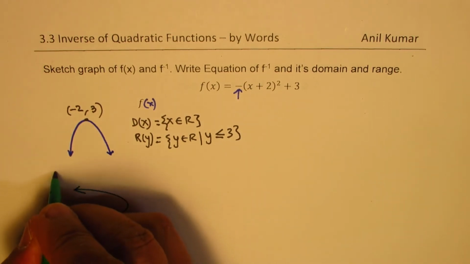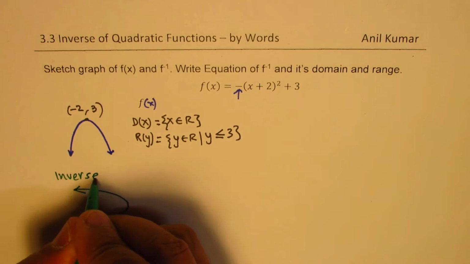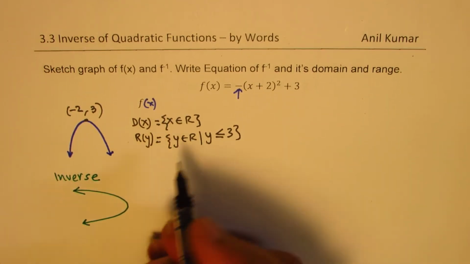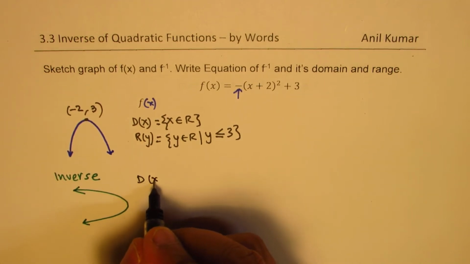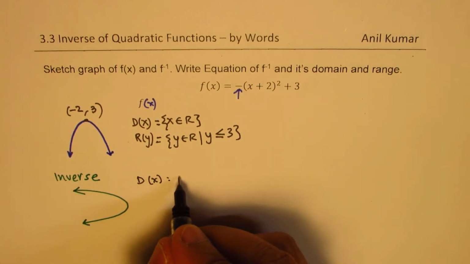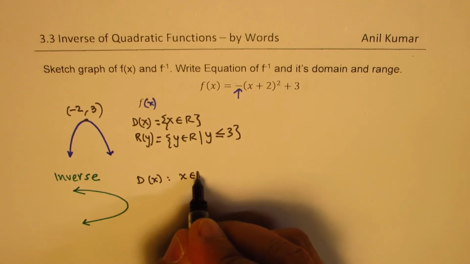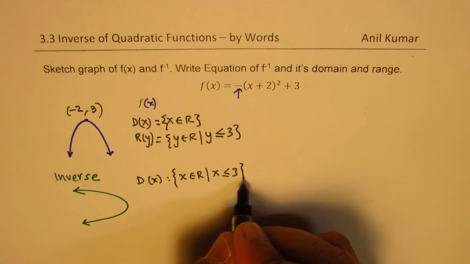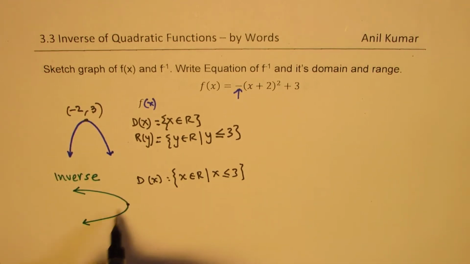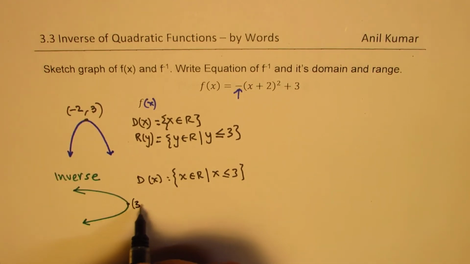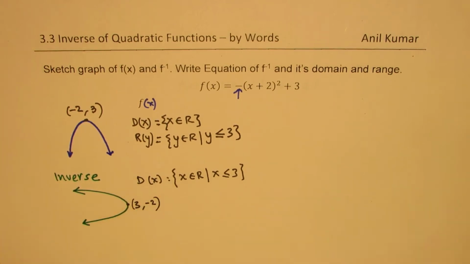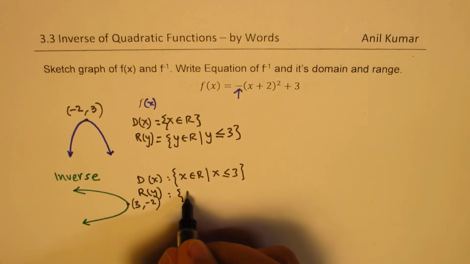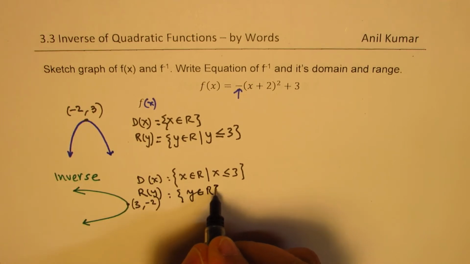So here we have the inverse. Perfect. For the inverse, things will swap. So we have a domain which is now restricted. We say x belongs to real numbers, but x is less than equal to 3, right? That means this point, which we are looking at, is now 3, minus 2. As far as the range is concerned, the y value for this has no restriction. So y belongs to real numbers.